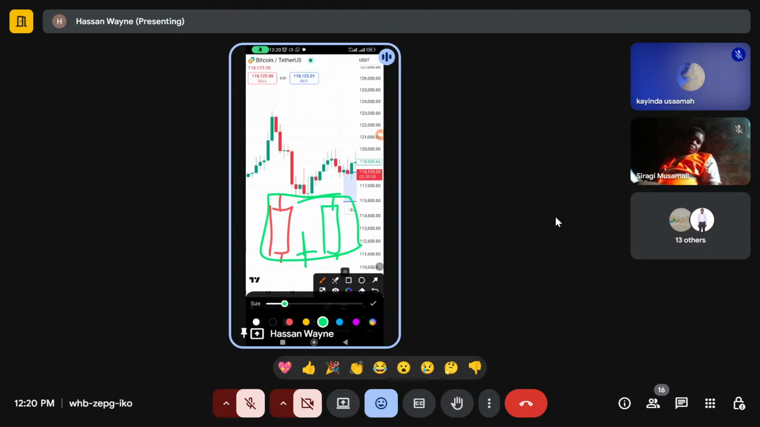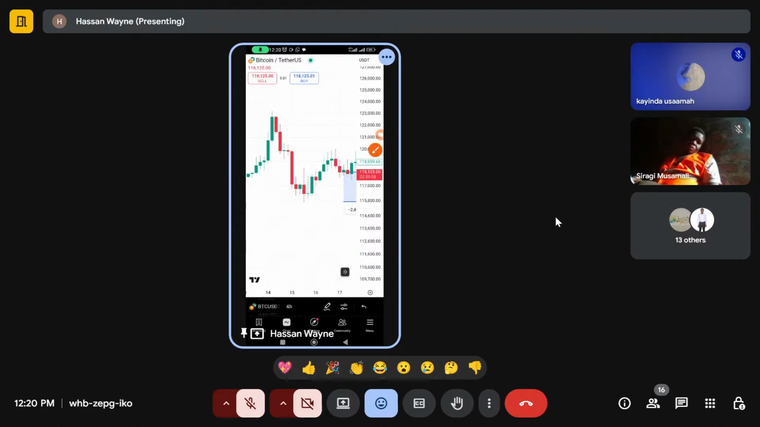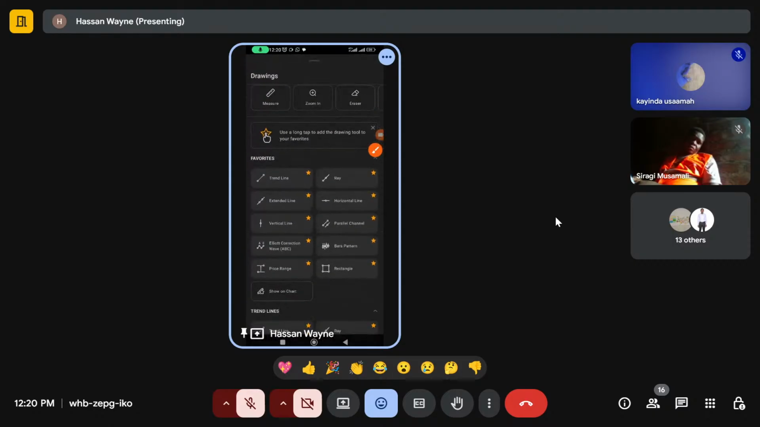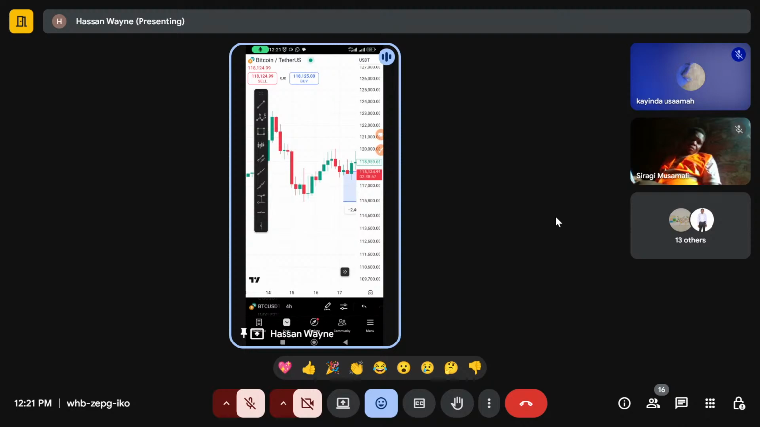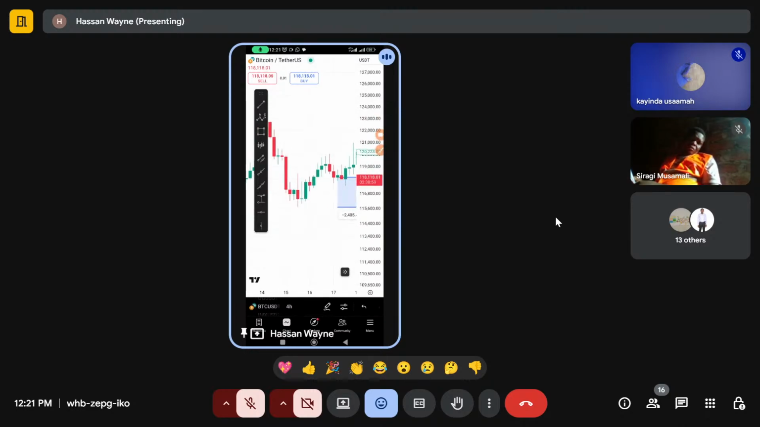So how do I confirm? I'll come and I draw my support and resistance. How do I draw my support and resistance? I'll come and draw my resistance there. And I draw my support there.